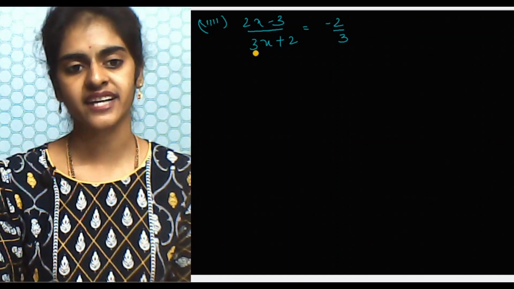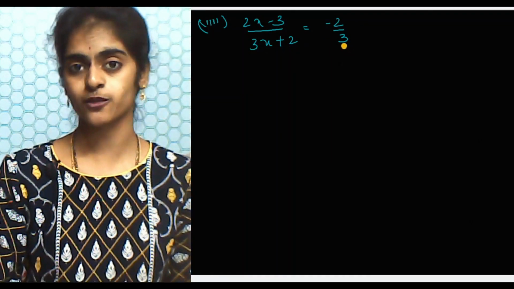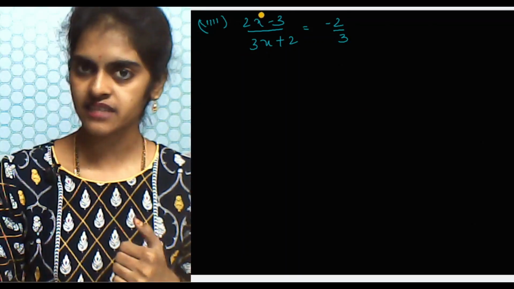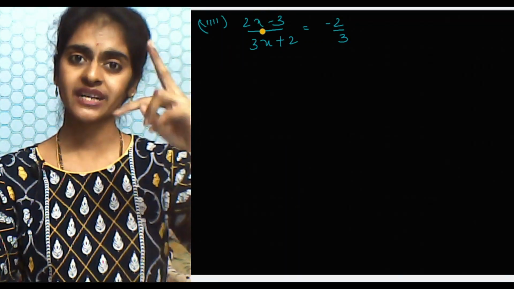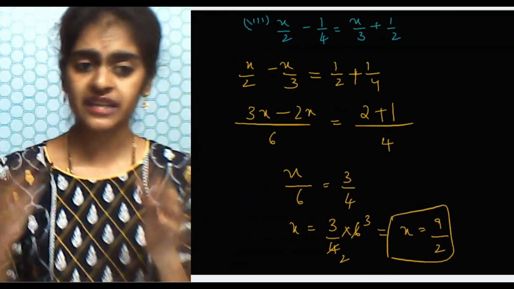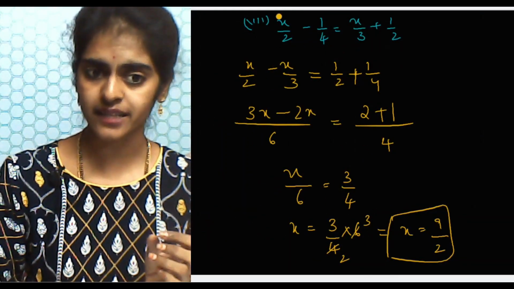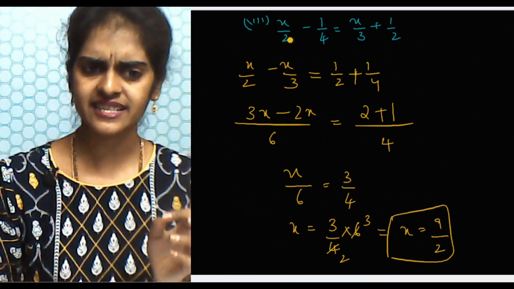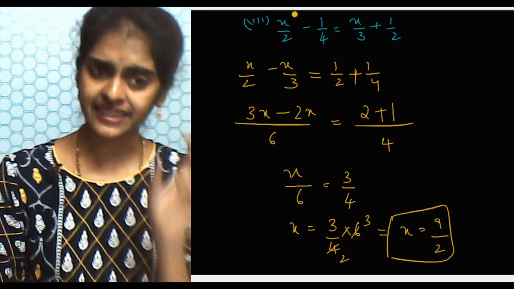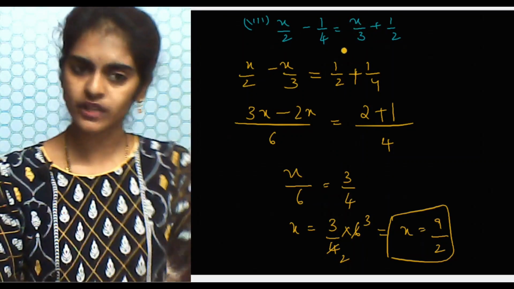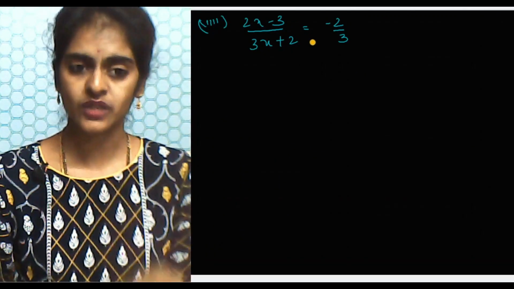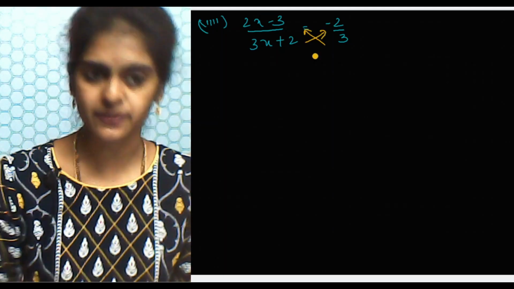2x minus 3 divided by 3x plus 2 is equal to minus 2 by 3. This is another model. Here you can see x is a variable, but you have x in both numerator and denominator. In the previous problems, you can see you have the variable only in the numerator. Sometimes it is like this. You have x, the variable, in LHS and RHS, so you bring it to LHS and solve in this way. But here you have the variable both in numerator as well as denominator. So here the method we follow is cross multiplication.